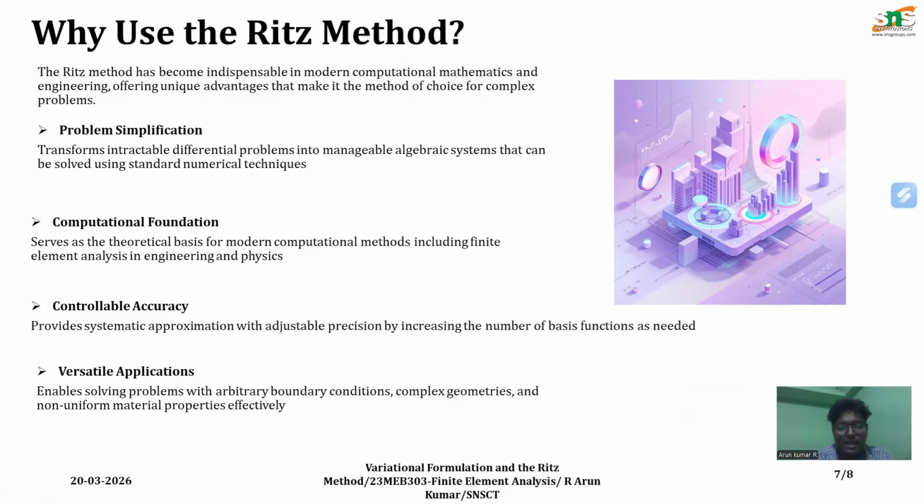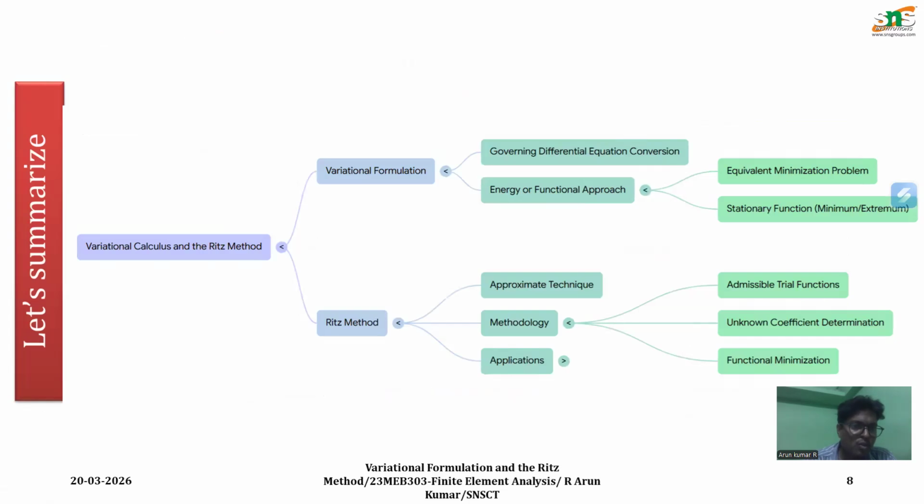complex geometry and non-uniform material properties effectively. So let's summarize this class: variational calculus and the Ritz method, that is, variational formulations and the Ritz method. In the variational formulation, the governing equation is converted into an energy functional approach. Within the energy approach, we further classify the equivalent minimization problem and the stationary functional. For the Ritz method, the approximation technique, methodology and application. In the methodology: the admissible trial function, unknown coefficient determination, and functional minimization. Thank you.